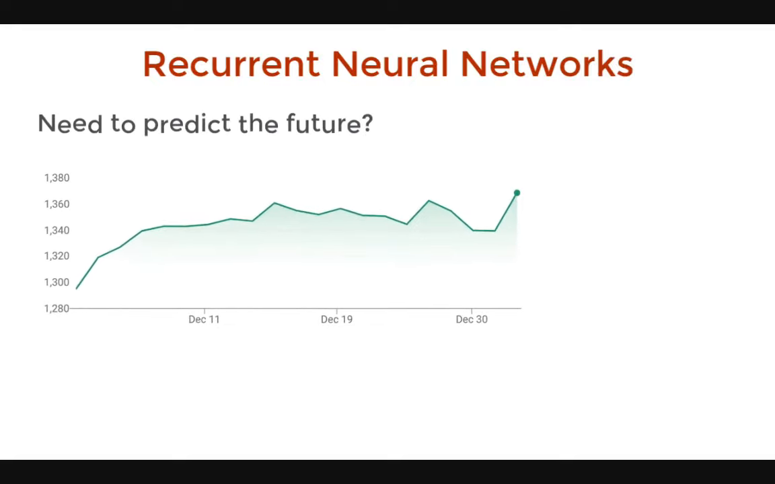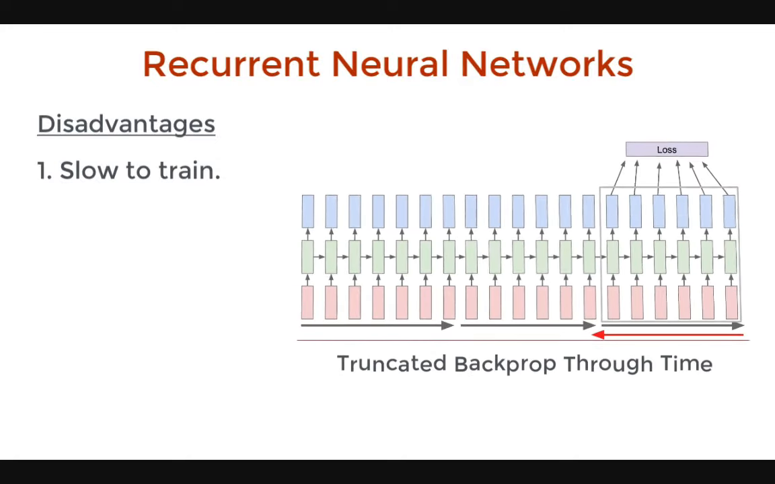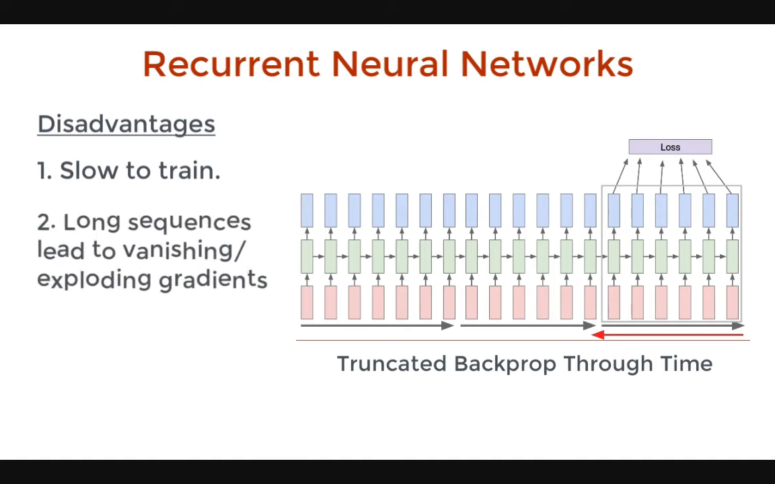Do you have some time series data to model? Well, RNNs would be the go-to. However, RNNs have some problems. RNNs are slow. So slow that we use a truncated version of backpropagation to train it, and even that's too hardware intense. And also, they can't deal with long sequences very well. We get gradients that vanish and explode if the network is too long.